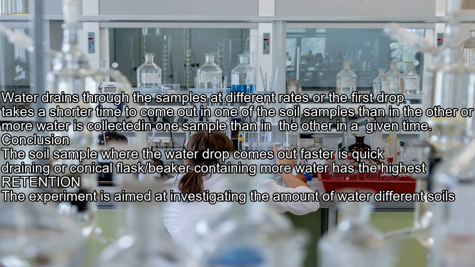Conclusion. The soil sample where the water drop comes out faster is quick in percolation. The beaker/conical flask containing more water has the highest percolation. The next experiment is aimed at investigating the amount of water different soils can keep.